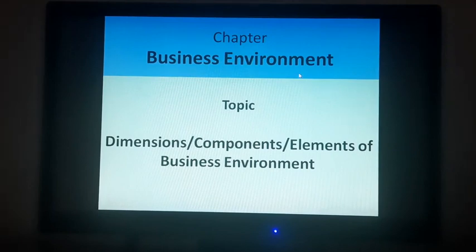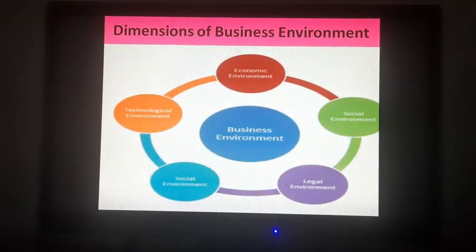It is business environment. The name of the topic is dimensions, also known as components or elements of business environment. What are the dimensions of business environment? In our previous class, we studied both the internal and external environment of a business. The main dimensions of business environment are economic environment, social environment, legal environment, political environment, and technological environment. Let us have a brief discussion on these points.